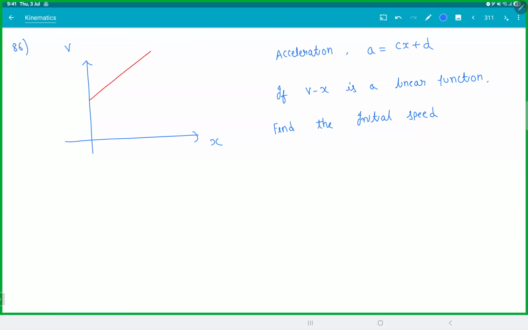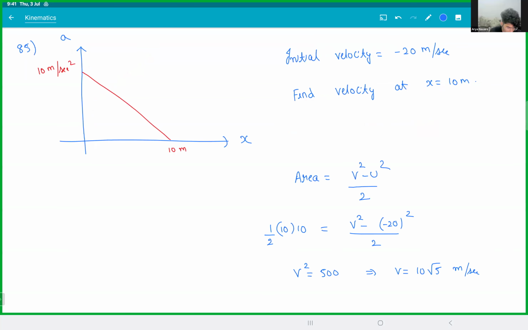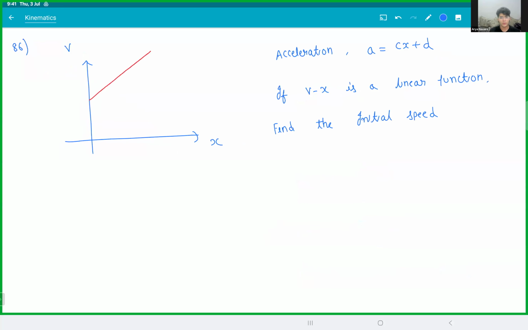D by root C. How do we approach this? Sir, I have a doubt in the previous question. Can I ask it? What was it? Sir, actually, what I did was I took A is equal to minus X plus a constant. A is minus X plus 10. Okay, right. Thank you, sir.